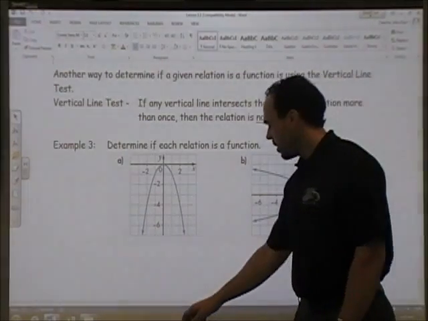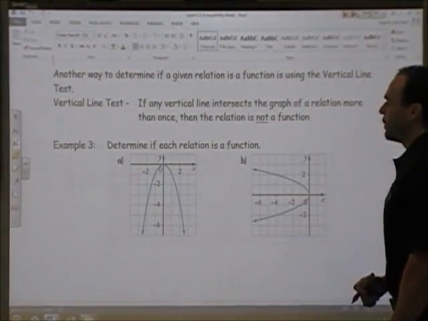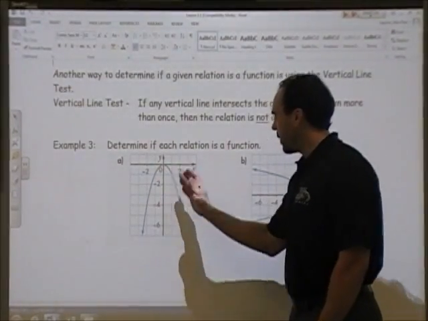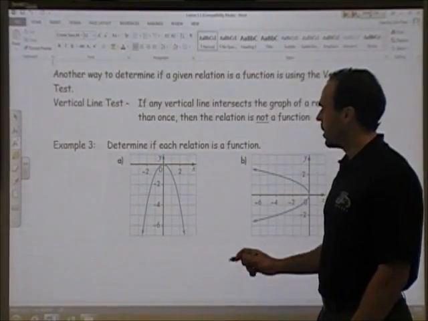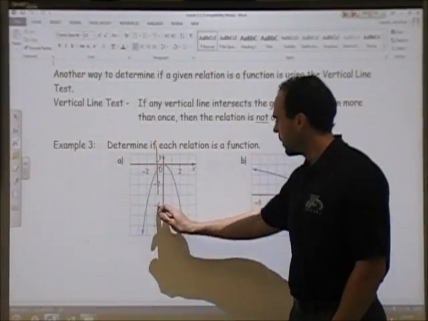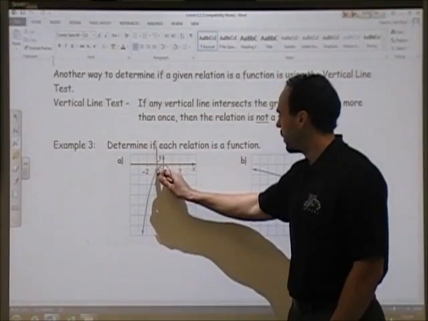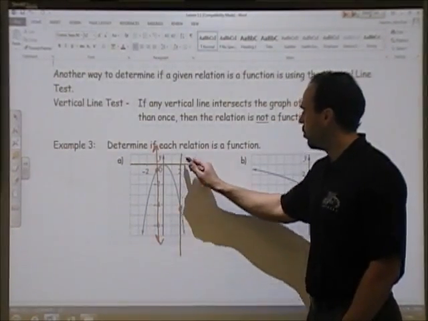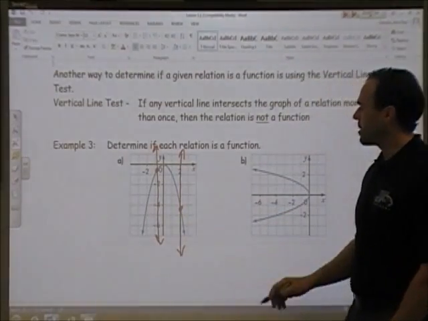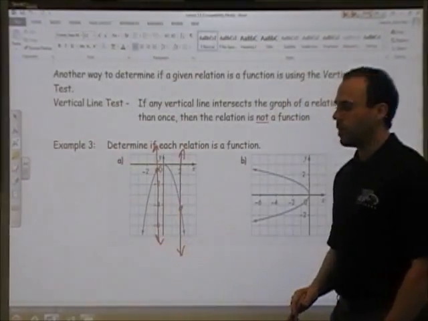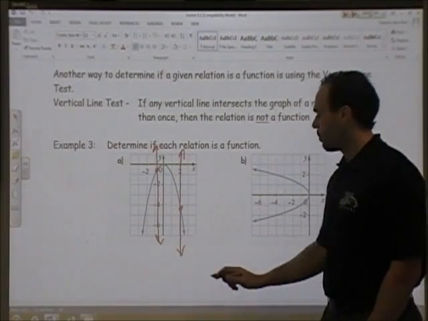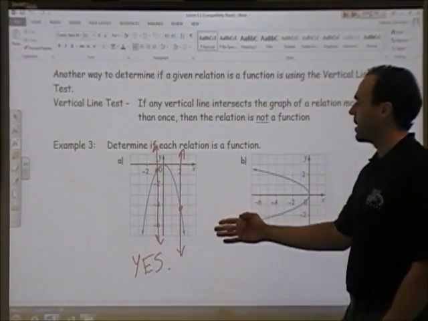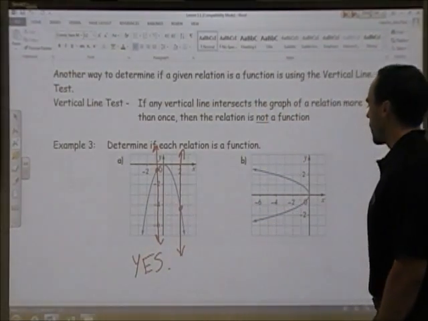So for instance, question A, determine if each relation is a function. Well, if I draw a vertical line anywhere on this function, doesn't matter where, it will only pass through one point of the parabola. It doesn't matter where I draw a vertical line, it will only pass through one point of the parabola, so therefore, yes, this is a function. And we knew that because parabolas are all functions.